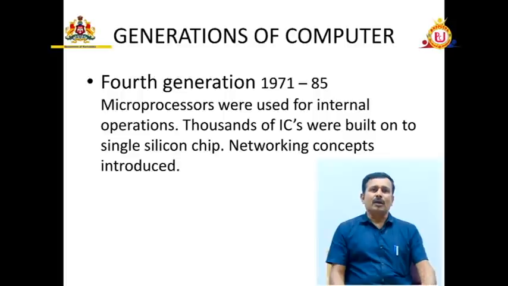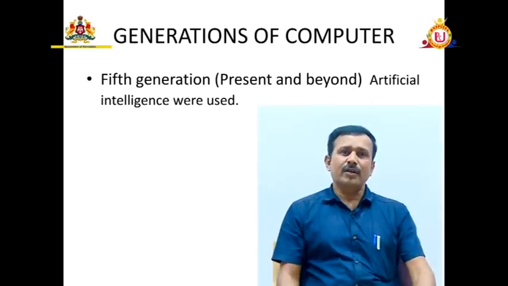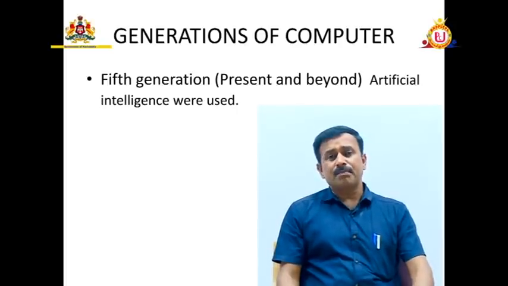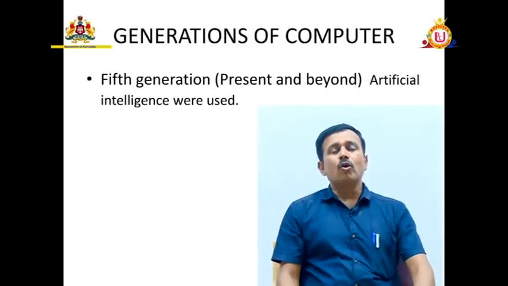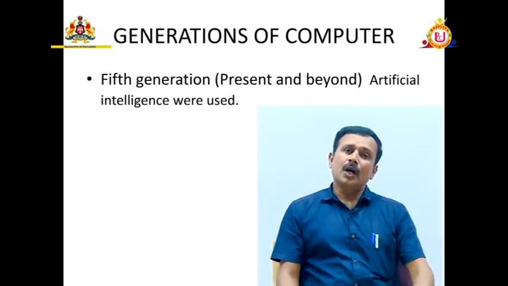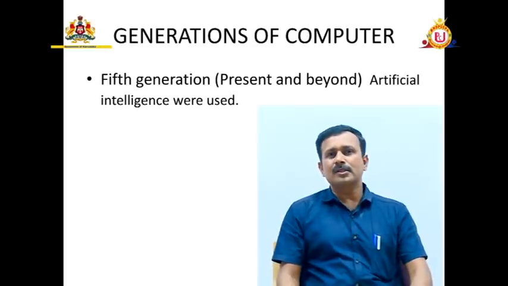So, this is the main thing where common people will also use computers. Very large scale integration is also introduced here. It started in the third generation itself, but in the fourth generation, common people will also use a large number of computers, and it's easy to access, comparatively lesser cost. And next, fifth generation. We can call it present and beyond. Artificial intelligence, robotic operations were used here. Without human intervention, most of the jobs will be done. Still, lots of research is going on this.